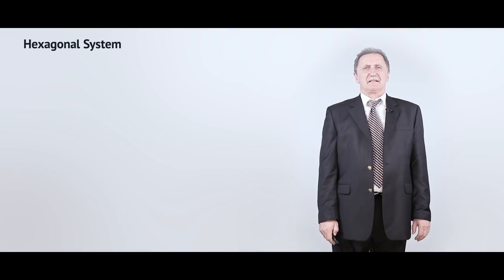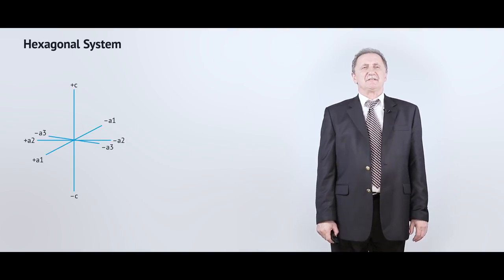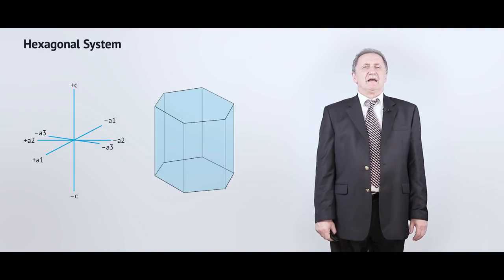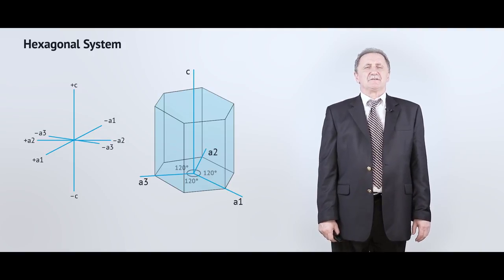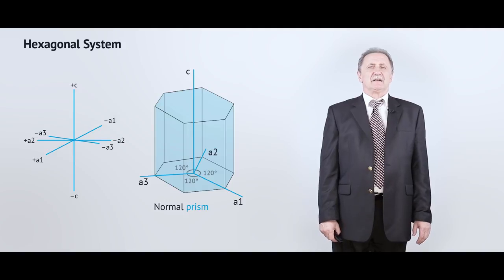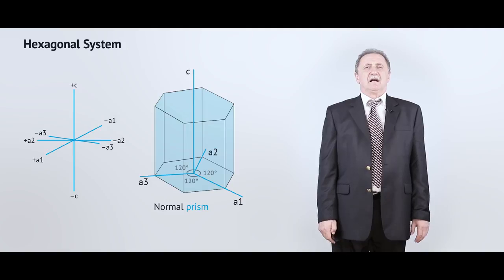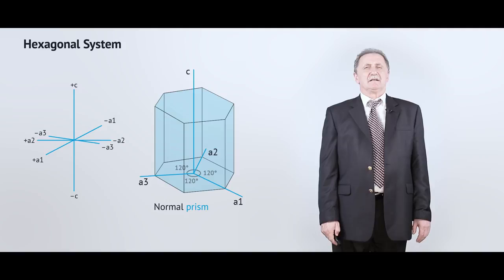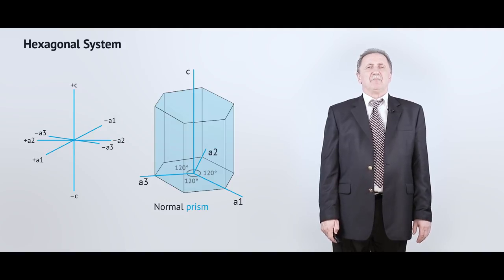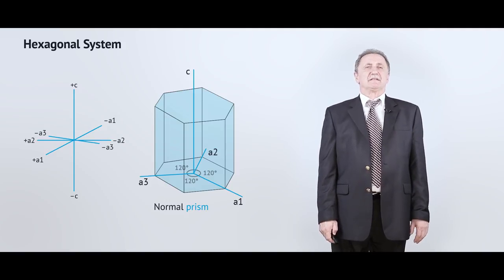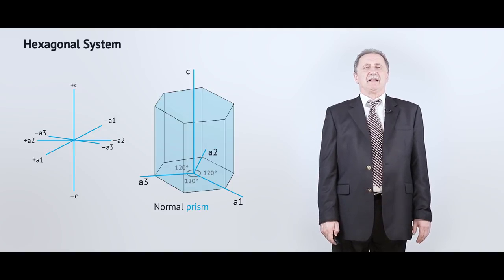The next system is the hexagonal system, and it's easy to describe this system with the help of 4 axes. 3 of them are equal to each other and belong to the same plane, and they intersect at angles of 120 degrees, and the fourth axis, C, may be longer or shorter than the other 3 axes, and it's normal to the plane to which the axes A1, A2, and A3 belong.